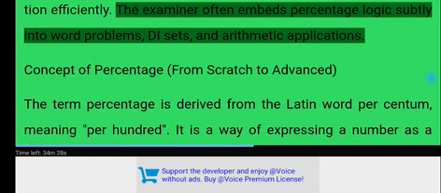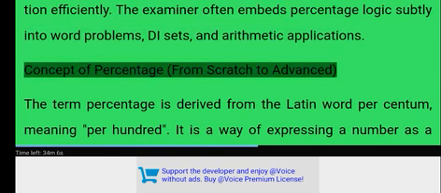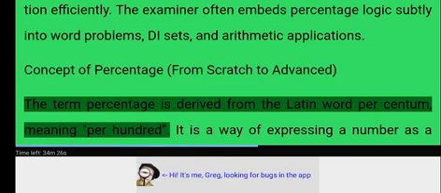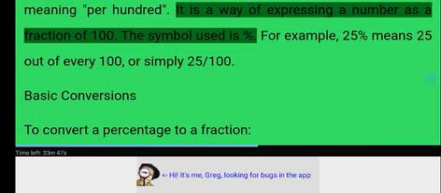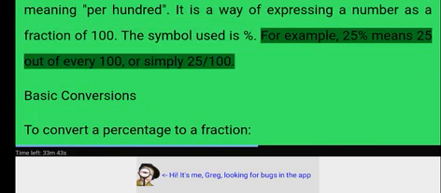The examiner often embeds percentage logic subtly into word problems, DI sets, and arithmetic applications. Concept of percentage from scratch to advanced. The term percentage is derived from the Latin word percentum, meaning per hundred. It is a way of expressing a number as a fraction of 100. The symbol used is %. For example, 25% means 25 out of every 100, or simply 25/100.